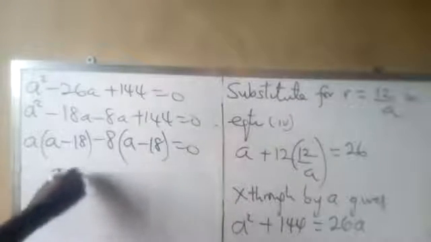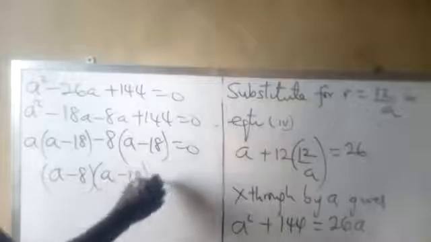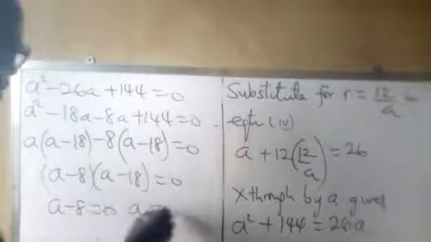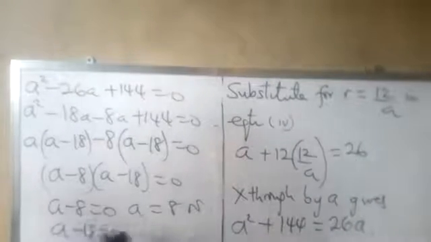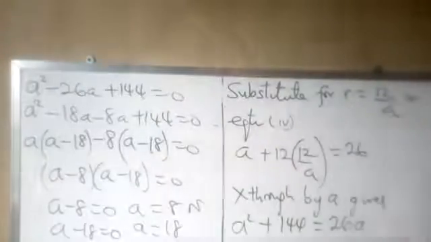So we have a minus 8 into a minus 18 is equal to 0. So with this, we're going to have what? a minus 8 is equal to 0, a is equal to 8, or a minus 18 is equal to 0, a is equal to 18. So the first term here is now 18.